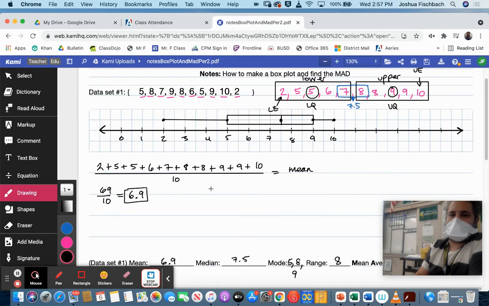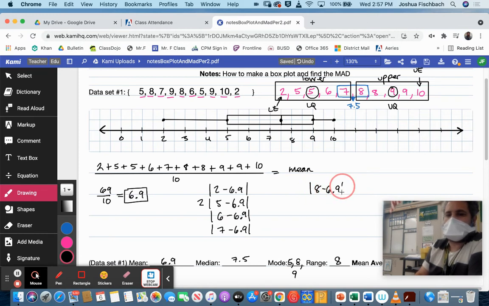So ultimately what this looks like is the absolute value of 2 minus 6.9, and then the absolute value of 5 minus 6.9. Now because there's two of those, I'm going to multiply that by 2, because I could write it twice, or I could just make it a little more convenient for myself by doubling the results. For the next one, it's going to be the absolute value of 6 minus 6.9. And then the absolute value of 7 minus 6.9. And then the absolute value of 8 minus 6.9. Once again, that's happening not once, but twice.